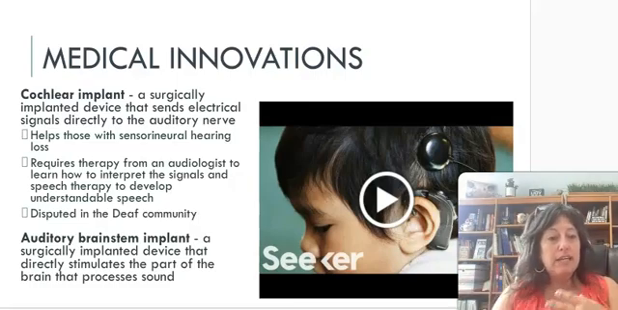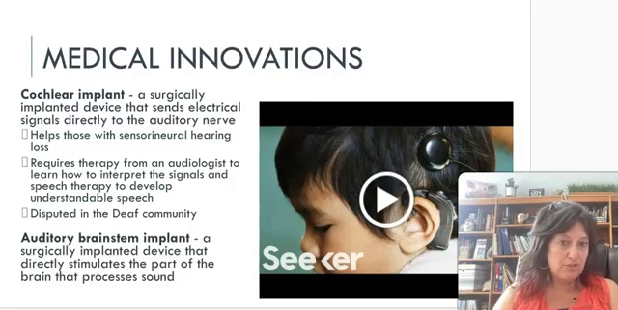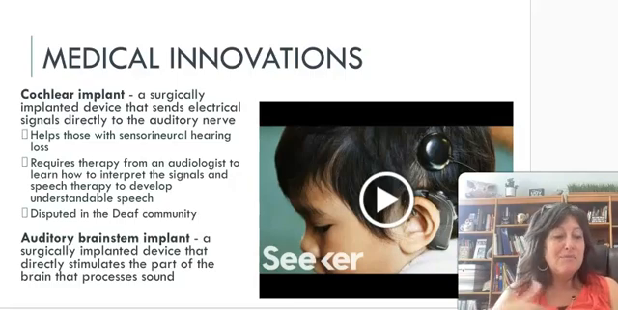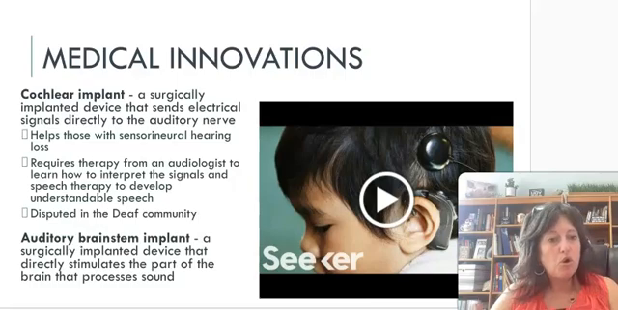This is a surgically implanted device that sends electrical signals directly to the auditory nerve, and this is really helpful for those who have sensorineural hearing loss, and it's going to require therapy through an audiologist to learn how to interpret those sounds that you are hearing. And now the deaf community, some people like them, some don't, because remember when we talked about people first language, the deaf community sees themselves and their deafness as part of who they are. And so that's a defining characteristic, and something that eliminates that component, not all of them see as beneficial.